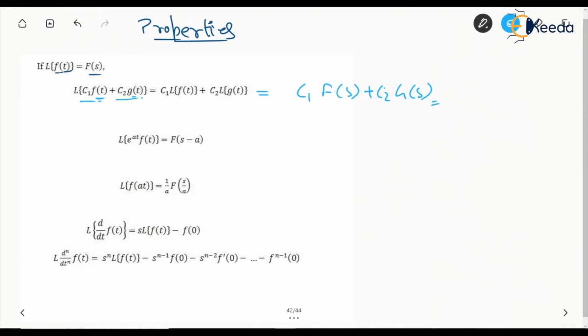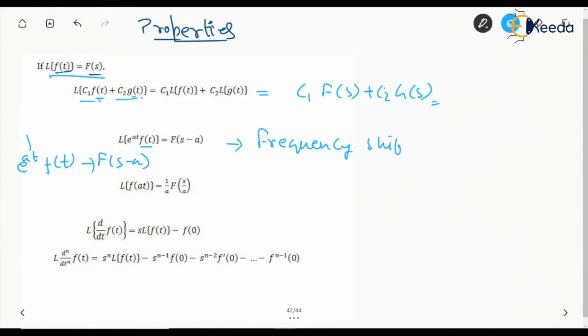Other than that, like I have been saying in the past standard results, if we have f of t with F of s, if we multiply e to the power at with f of t, we will get F of s minus a. This is nothing but frequency shift.